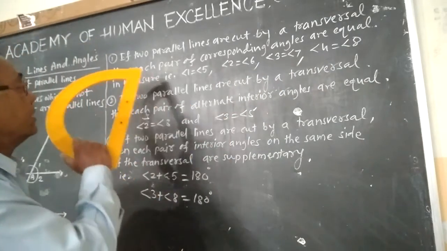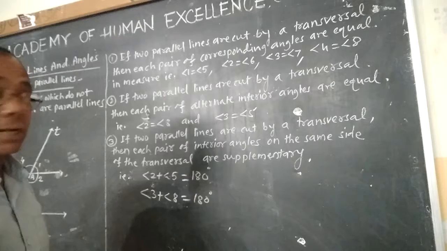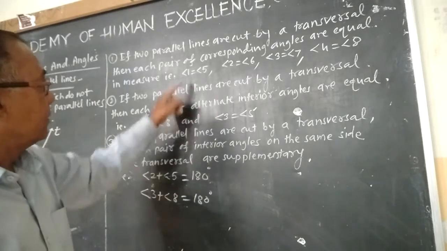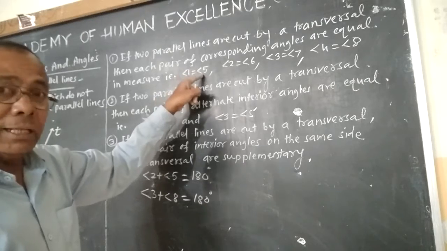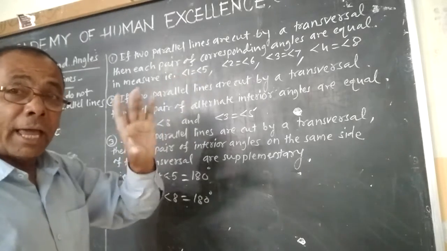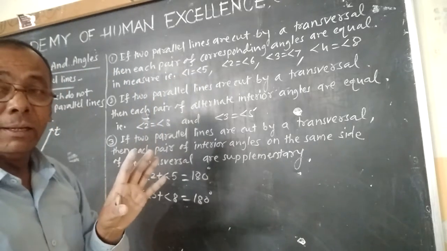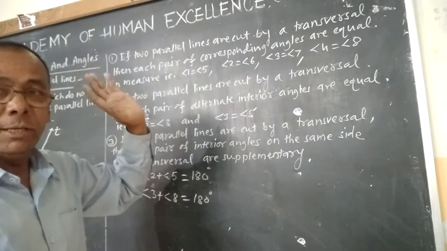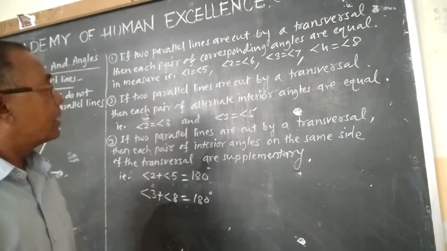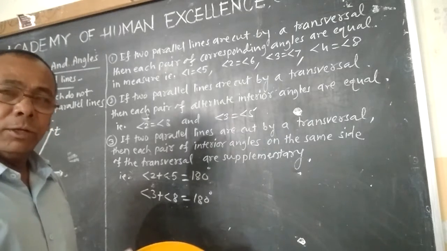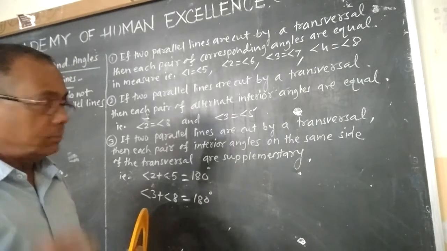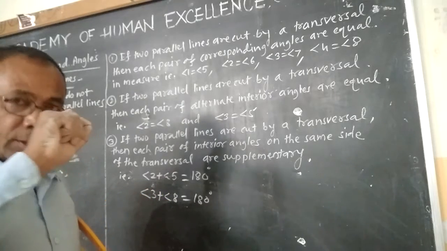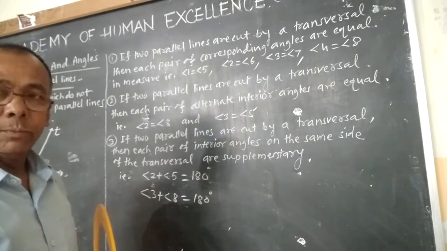And in this way, if two parallel lines are cut by a transversal, the condition is that if the two corresponding angles are equal, then the lines must be parallel. If the lines are not parallel, then corresponding angles are not equal. You can try, or observe the same thing by drawing two lines in your notebook.